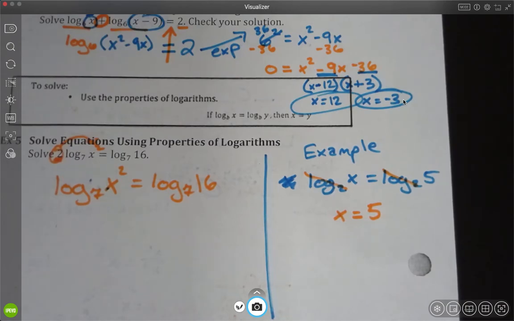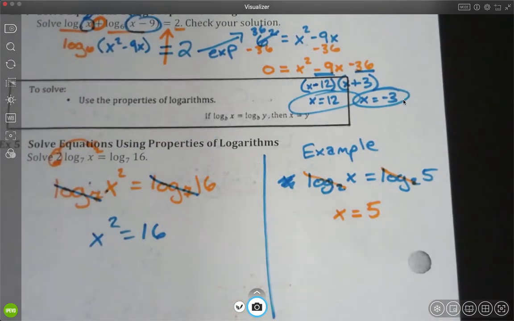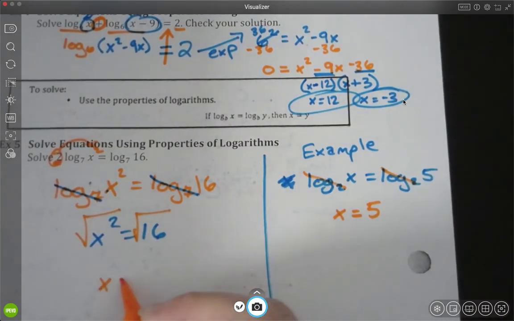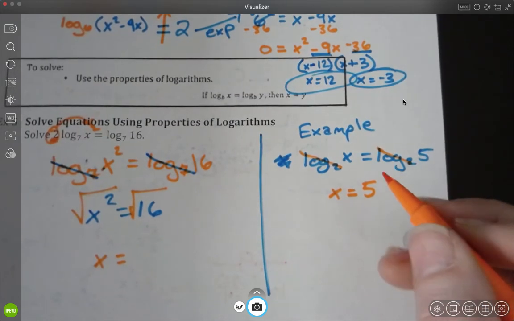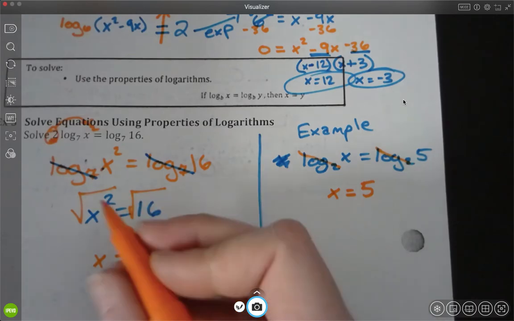Now the logs go away. Log base 7, log base 7. So I have x squared equals 16. How do we get x by itself? Square root. What's the square root of 16? 4. You're close. Who inserted the square root? We did. Plus or minus, positive and negative 4.